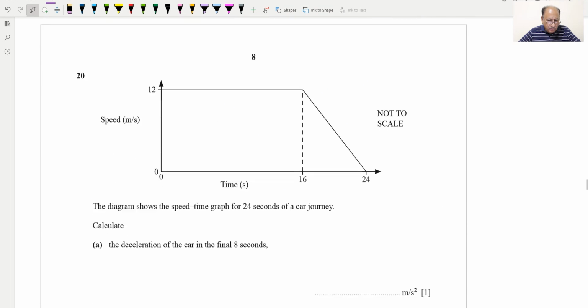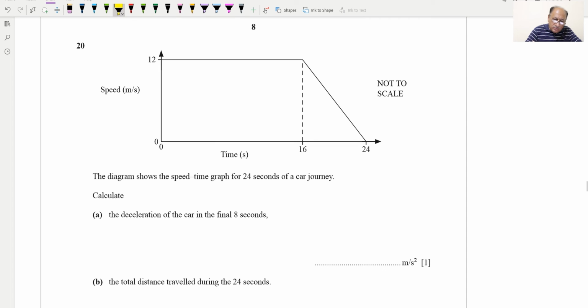Now we can move to question number 20, and question number 20 says the diagram is not to scale. The diagram shows the speed time graph for 24 seconds of a car journey. Calculate the deceleration of the car in the final 8 seconds. So this is basically the deceleration part, and we will have to find rise over run. If we check, the rise is this one, which is 12, so we can write 12 over 8, which we can write, this one will be the gradient.